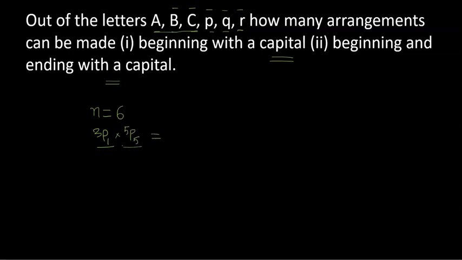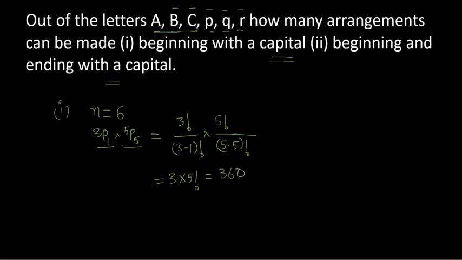So this is my answer. If I see 3P1, it's going to be 3 factorial divided by 3 minus 1 factorial, and 5P5. These are some direct results you can use. It is always going to be 5 factorial divided by 5 minus 5 factorial, which is 0 factorial, and it will come out to be 1. And 3P1 will definitely come out to be 3, because it is 3 factorial divided by 2 factorial. So this is 3 times 5 factorial, and if you solve it, it gives you 360. So this is the first part, beginning with a capital.